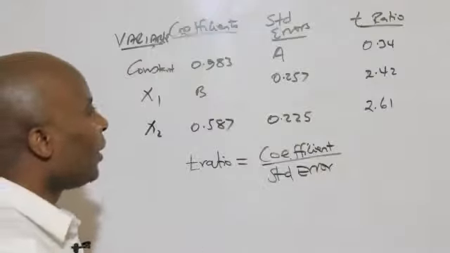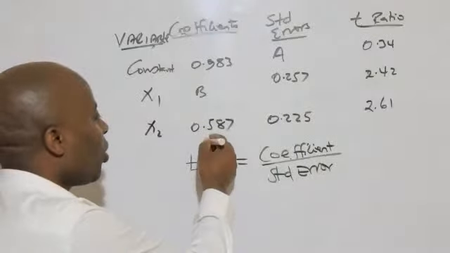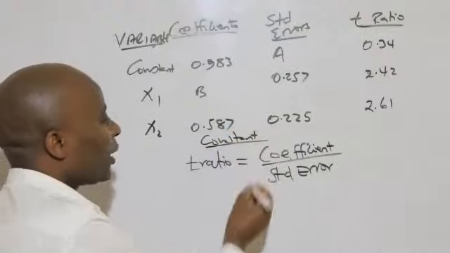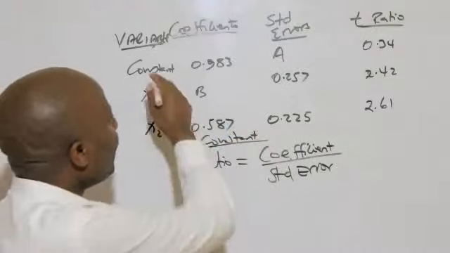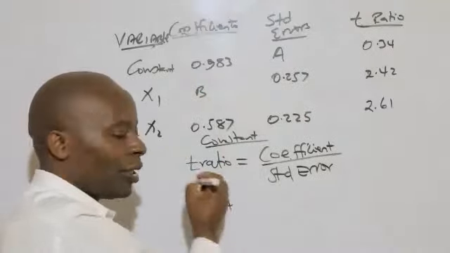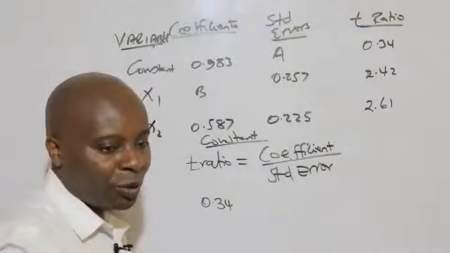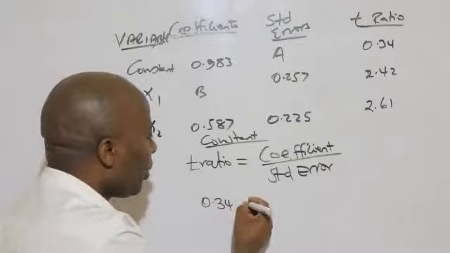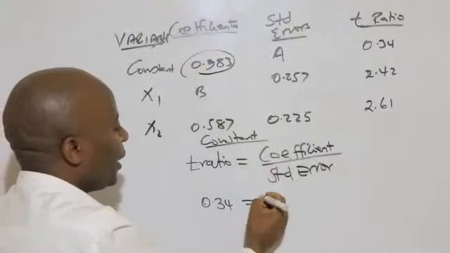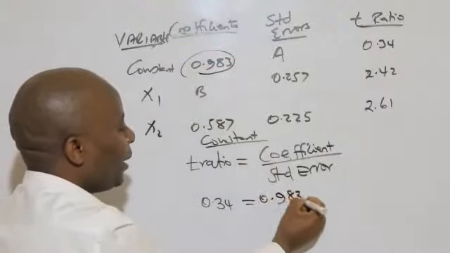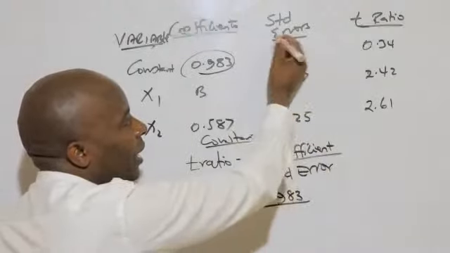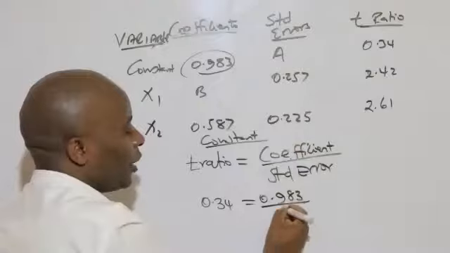So, ladies and gentlemen, look at the constant. Let us evaluate the constant first of all. For the constant, they have given me its T ratio, it is 0.34, which will be equal to the coefficient, 0.983, all over the standard error, which is A.